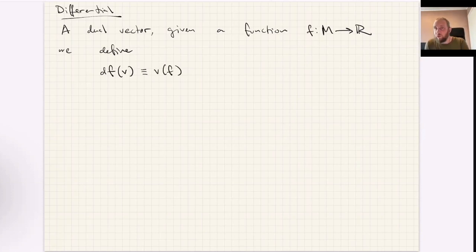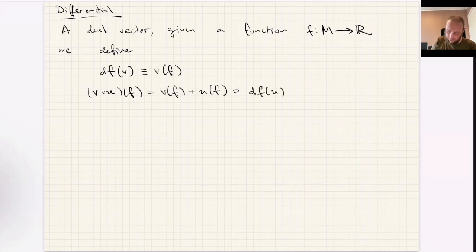And you can see that this is indeed going to be linear. It's going to be linear in V, because if we take, for example, V plus U, a linear combination of two partial derivatives, then this is going to be V of f plus U of f, which by definition here is the df acting on U plus the df acting on V, which is the df acting on U plus V. So that's fine. This is indeed linear.